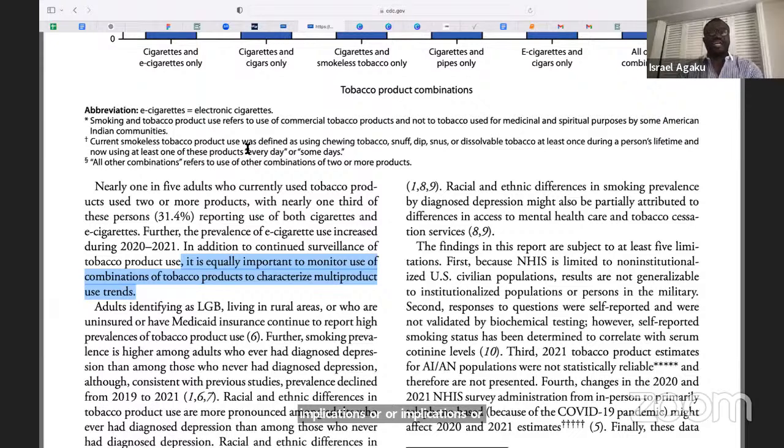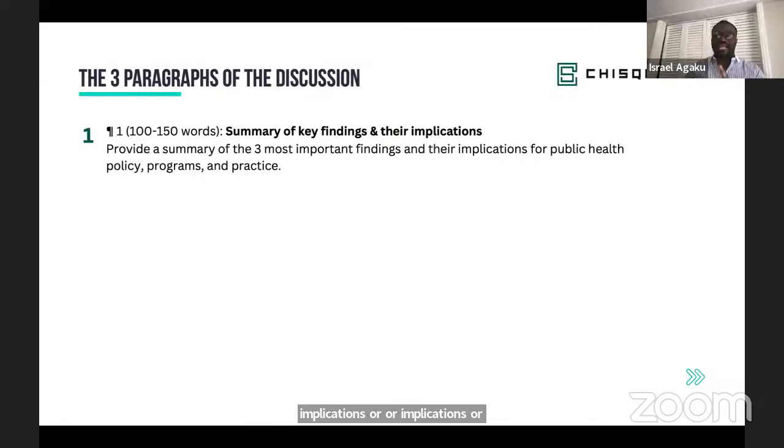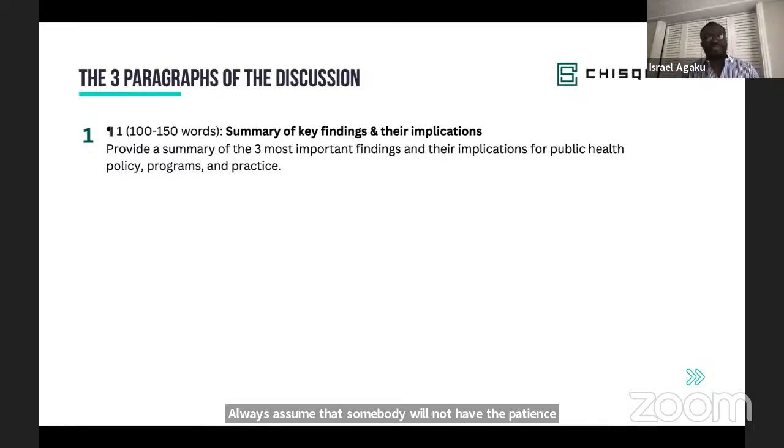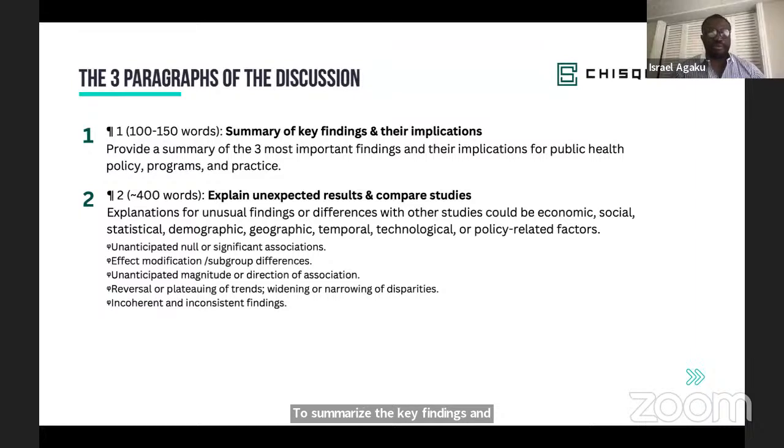So don't just say, I'm going to wait to the end and then I'll talk about the implications. Always assume that somebody will not have patience or time to read the paper to the end. But if the goal of the paper was to communicate and move to action, you should use that opportunity in the first paragraph of the discussion to summarize the key findings and also mention the implications for public health policy.